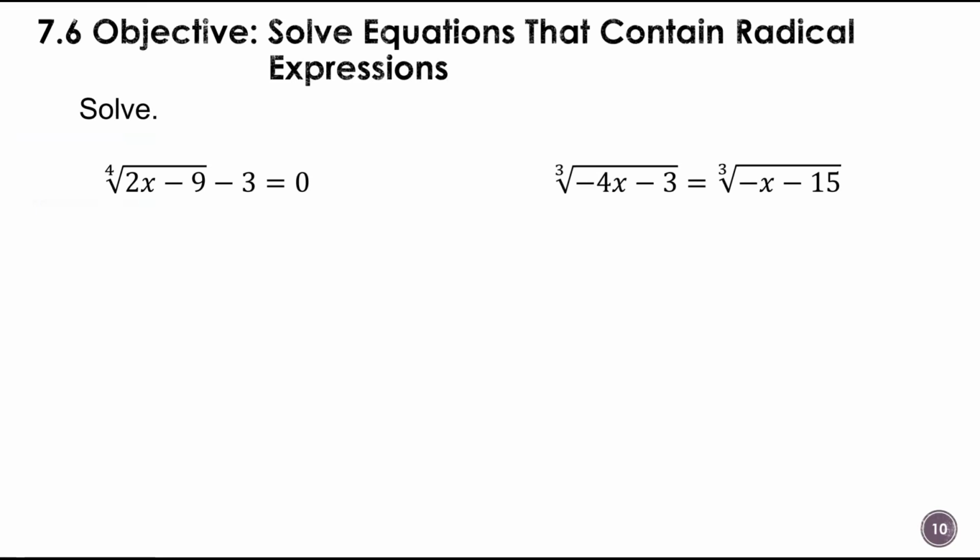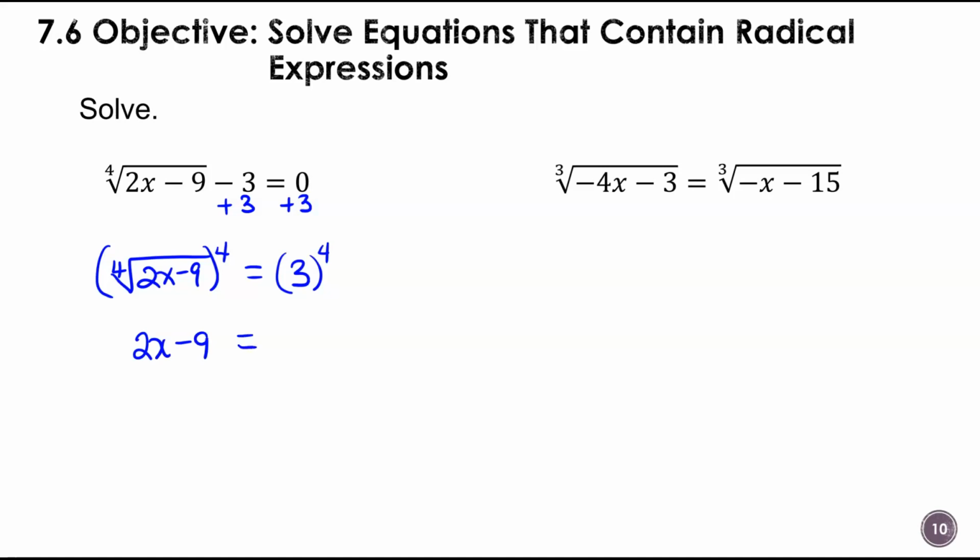All right, so here's 2 more equations we're going to solve. Notice that they are 4th roots, and then the other one is a 3rd root. Once again, we have to isolate the radical, so we're going to add 3 on both sides. And then we take it to the 4th power because my index is 4. All right, so that leaves us 2x minus 9 equals 3 to the 4th power is 81, and then solve for x. So we add 9 on both sides, and then divide by 2.